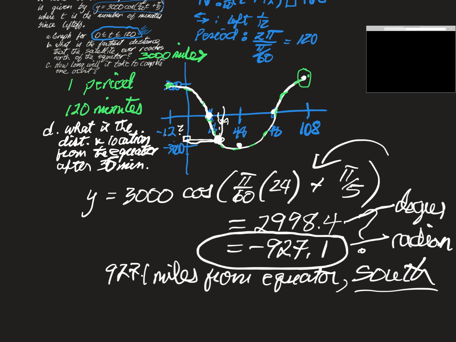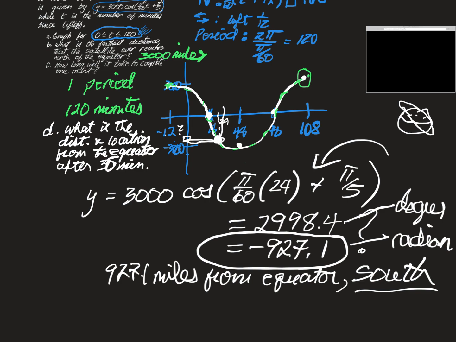Now, just so you know what's actually happening with this satellite, well, if you think of the Earth, here's the equator. What's going on is a satellite is traveling around the Earth like that. So it's above the equator and below the equator. So it's traveling in an ellipse, circle sort of pattern around the Earth. And that's why you can say it's 3,000 miles above or 927 miles above, et cetera, et cetera. All right? So that's one question.